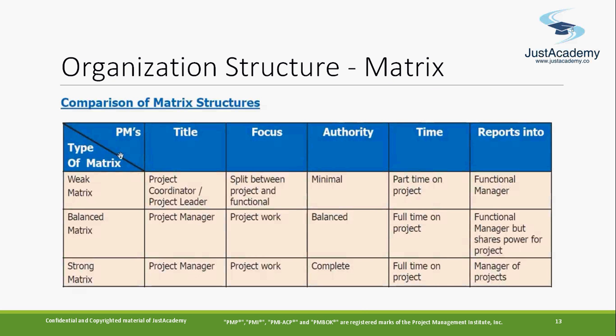So weak matrix. Let's come to this diagram. In balance matrix the project manager is full time, and in strong matrix obviously the project manager too. In the weak matrix, the focus is split between the project and functional work because the person is working part time. In balance matrix, the focus is on the project work. Authority will be minimum here, balanced here, complete here; part-time, full-time; here the functional manager. They will be reporting to the functional manager. In balance matrix, they report to the functional manager, but they share the responsibility and the power. Here it is the manager of the project. So this is the comparison slide for matrix organization.